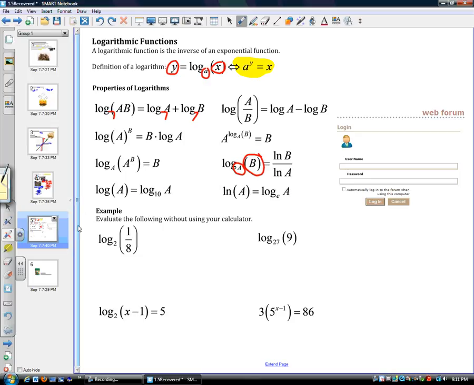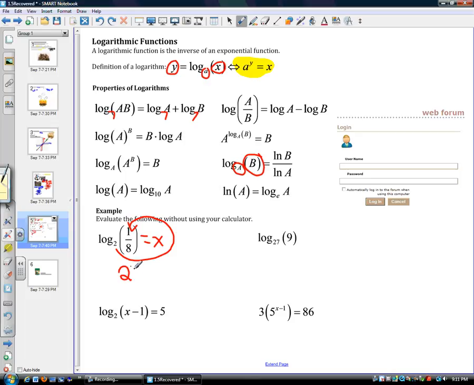Okay, one more example. Evaluate the following without a calculator. I like these. First thing we're going to do is set it equal to x and solve for x, because we want to know what this evaluates to. So instead of writing it as a logarithm, I'm going to use the exponential form. So that's 2 to the x equals 1/8.